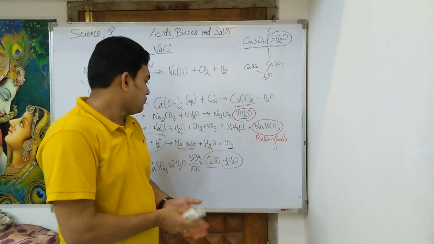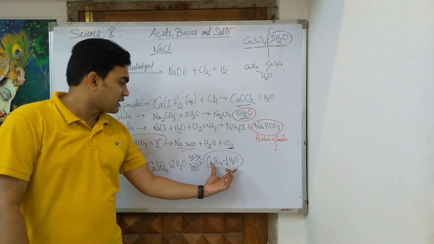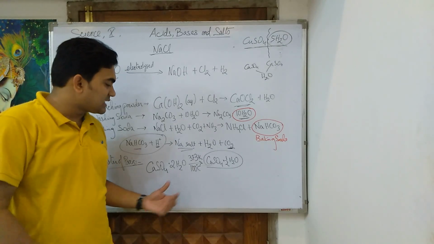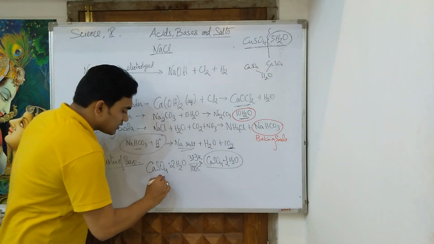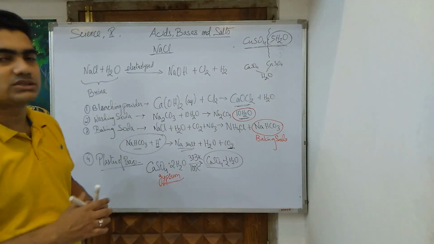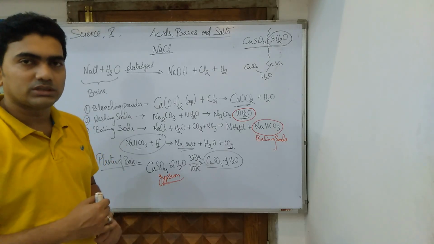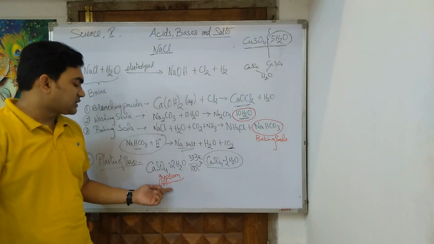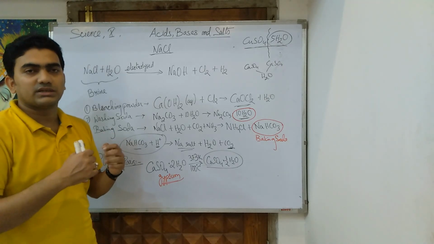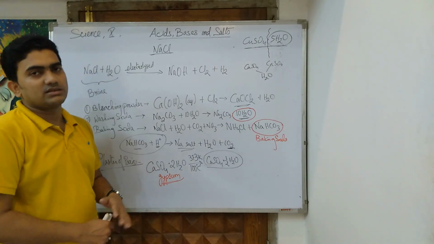When this is again added to water, the reaction is reversible. It again becomes calcium sulfate 2H2O, that is gypsum. This gypsum gives hardness to the plaster when people break or crack their limbs, their bones. So this gypsum is the strongly holding substance that gives rigidity to our plasters. Gypsum is also used for making concrete and cement.